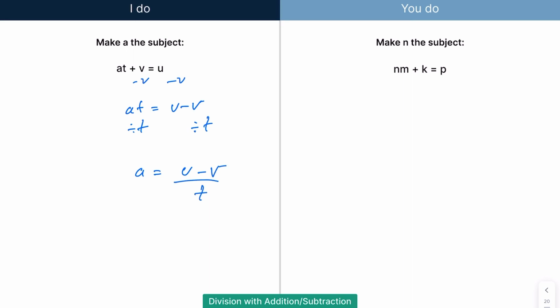So looking over on the right, again, to make your life as easy as possible, hopefully you started by getting rid of the k, and then you got rid of the m.